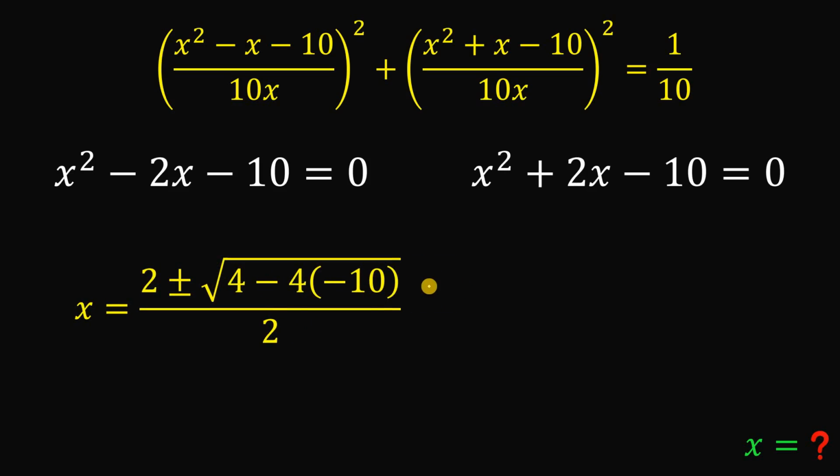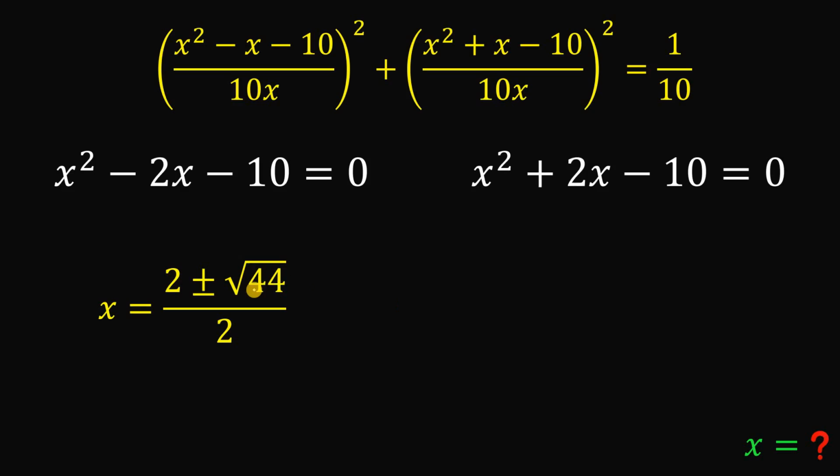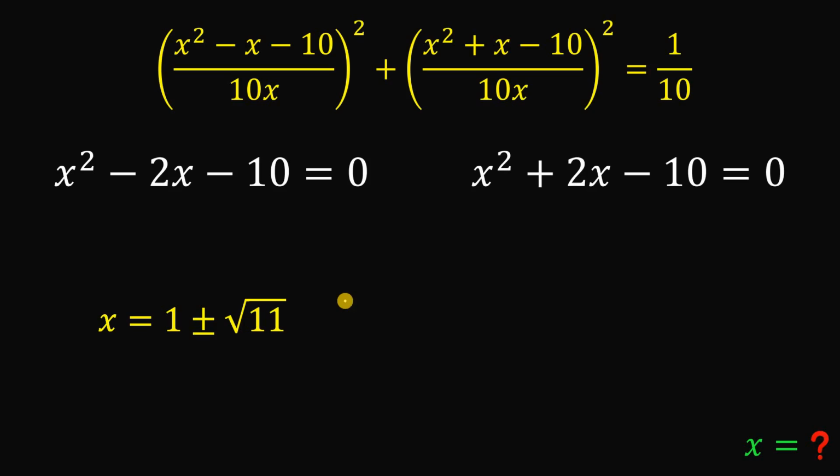Negative 4 times negative 10 is positive 40. 4 plus 40 is 44. 44 is 4 times 11. And square root of 4 is 2. So we have 2 times square root of 11. Now divide this by 2. So we have positive 1 plus or minus square root of 11. So this is the value of x in this first quadratic equation.